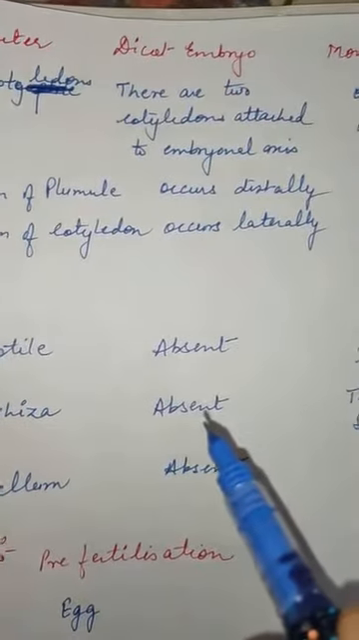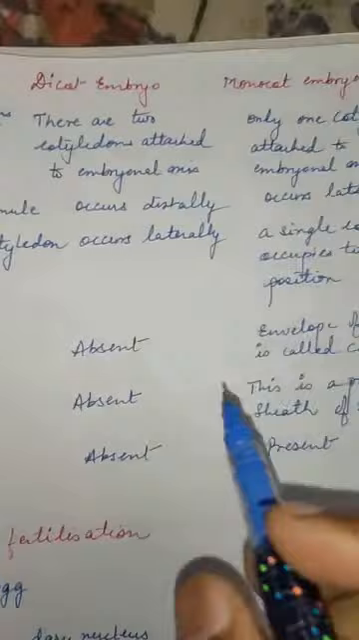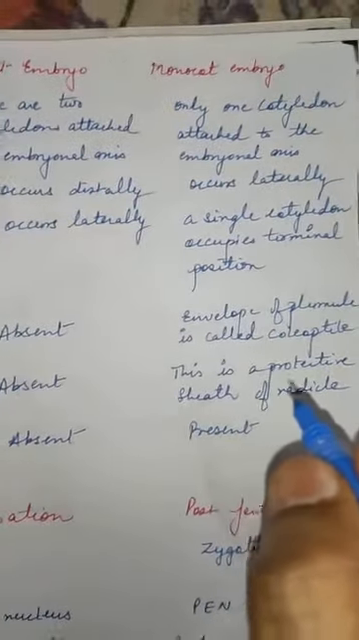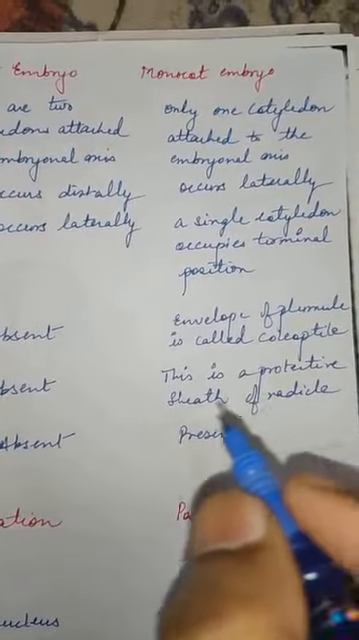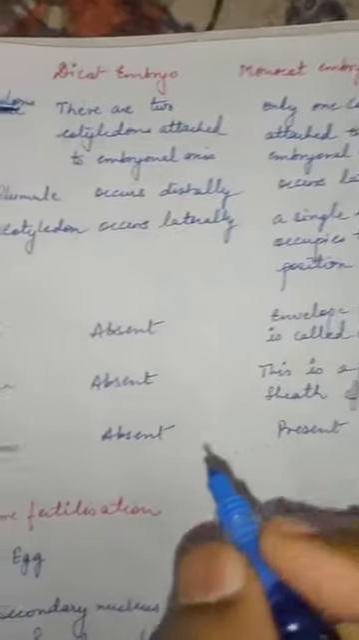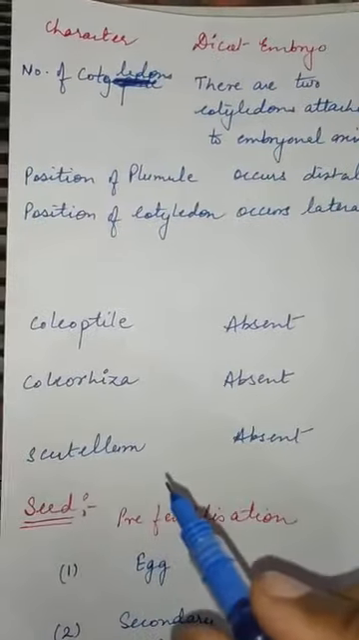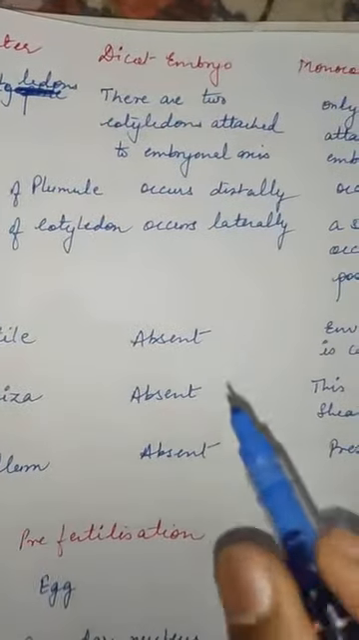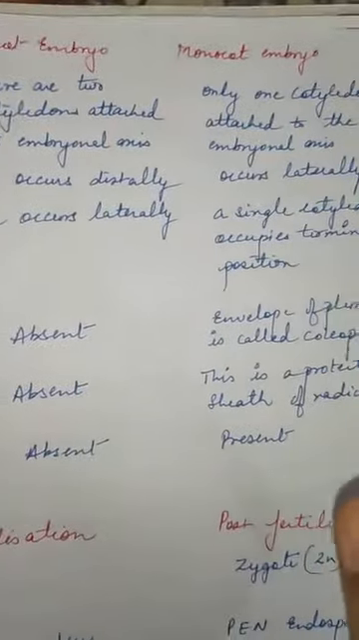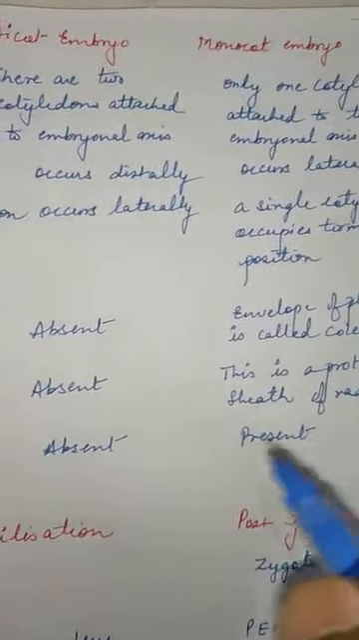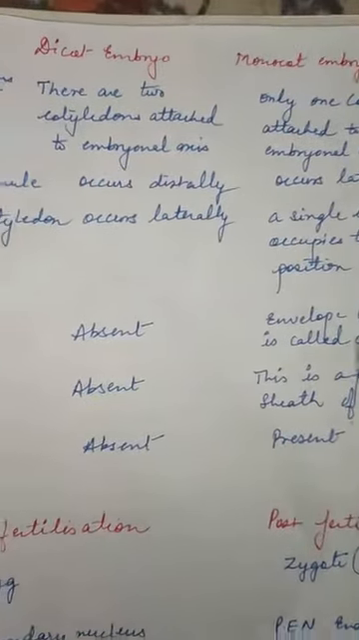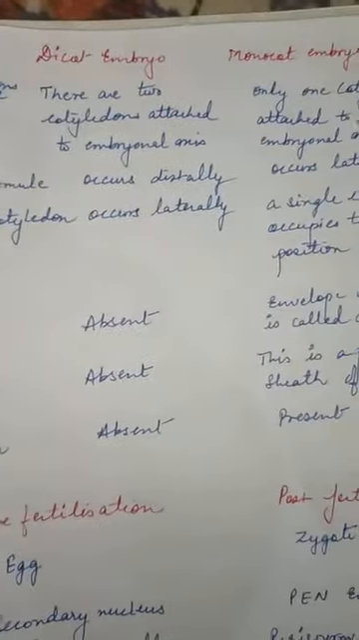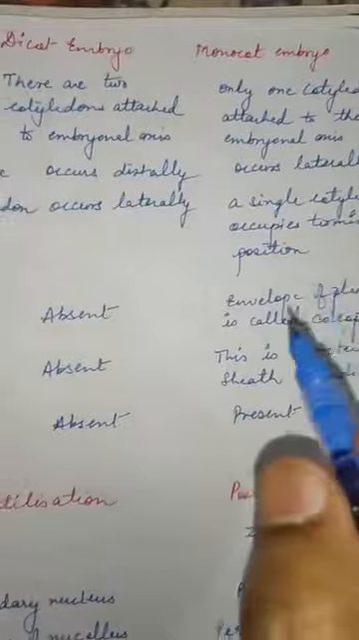It is absent in the dicot embryo, but in a monocot embryo there is a protective sheath of the radicle, right? There is a protective covering of the radicle. Here scutellum, this shield कहते हैं scutellum, it is absent in the dicot embryo, and in the case of a monocot embryo it is present, right? So these are the differences between a monocot and a dicot embryo.